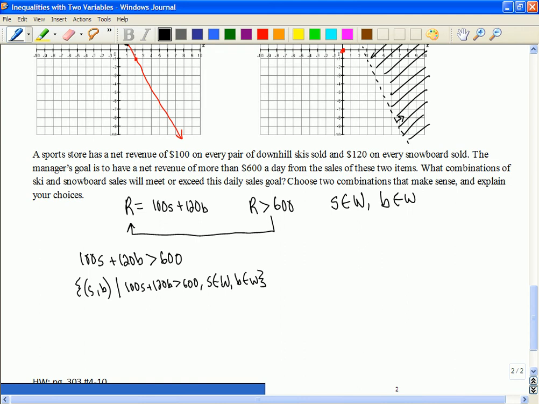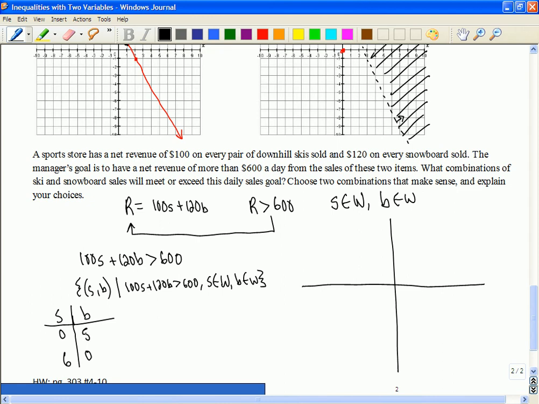Now, can anybody think of a strategy here to help us do some graphing? What's that? Sure, we can move one of them to the other side. That'd be fine. I'm going to show you the other way that we had talked about. What happens if I go like this and I have snowboards and skis? If I put a 0, what would happen if I wanted them to be equal to 600? How many skis would I have to sell? 6 skis. And how many boards would I have to sell?